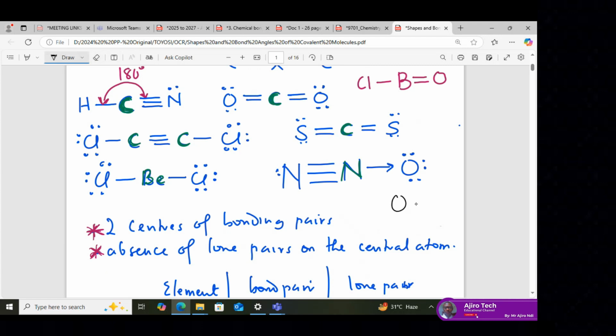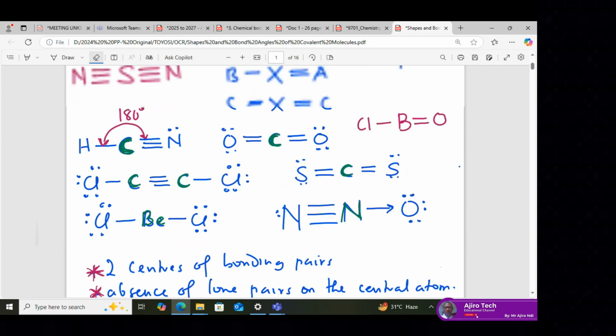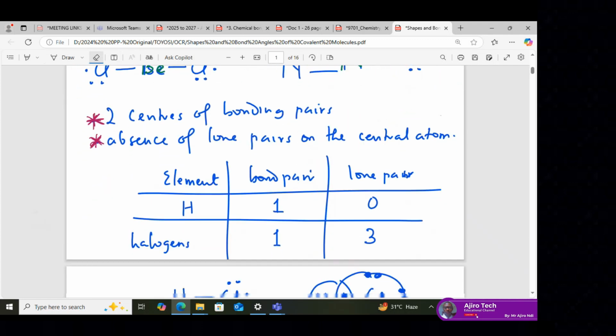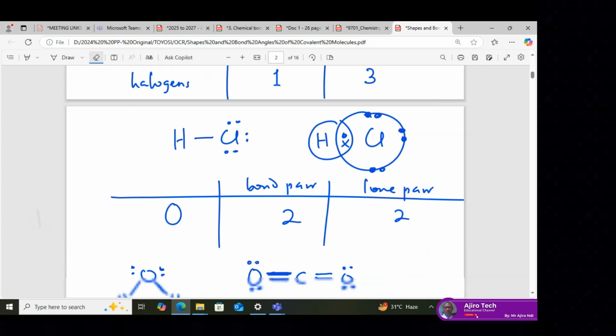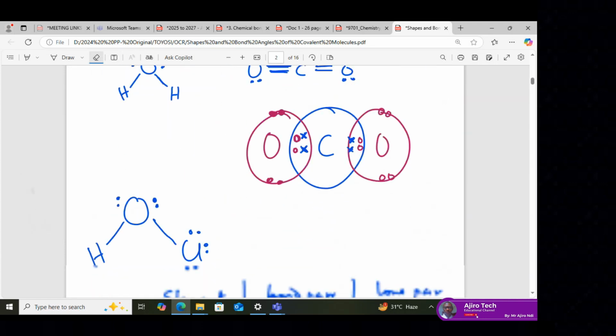Now, how many centers does water have? 2. Why is water not linear? Why is it a non-linear molecule? Because there are lone pairs on it. Yes, there are 2. So it can't be linear. So you must have 2 centers of bonding pair, and you must not have any lone pair on it. Then it will be linear. Is that correct? All the molecules are linear. Number 2, so 2 centers. So that's the condition. Is that okay? Yes.